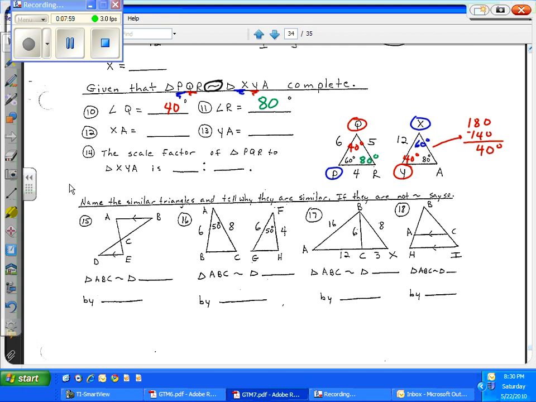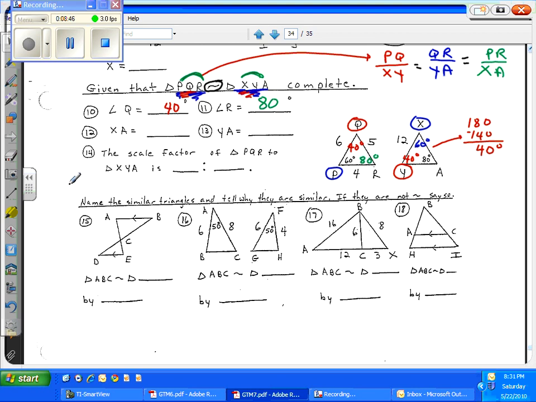So XA, we want to find XA. Well, let's go ahead and set up our extended proportion from the way they're named similar. First two letters PQ, first two letters XY. PQ of the one triangle would correspond to XY of the other. Last two letters QR would go to last two letters YA, so QR would correspond to YA. First and last letter PR would go to first and last letter XA, so PR goes to XA.